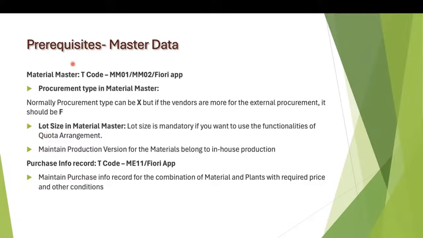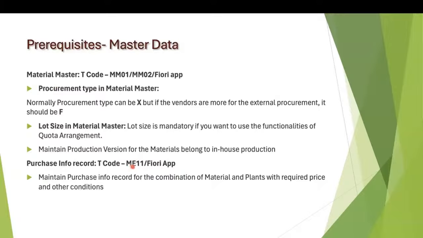Just now we have seen the configuration where you activate that splitting quota. So lot size must be given in the material master. Maintain production version is mainly for in-house production, if you want to use it. Now we are mainly testing external procurement. I can show you, it is available in the MRP 4 view, so you can see how it looks.